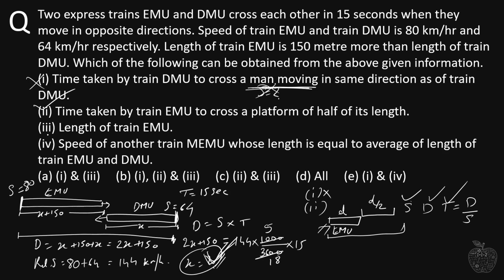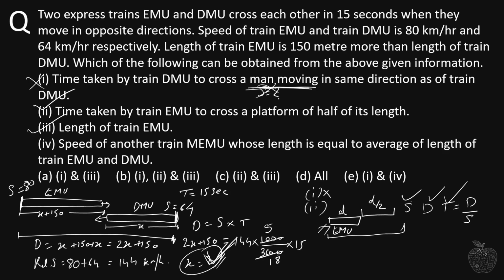Let's see point 3. Of course, the length of train EMU we can calculate, because we can calculate the value of x. We'll substitute x here and we'll get the length of train EMU. So 3 can be calculated as well. What is 4? The speed of another train MEMU whose length is equal to the average length of train EMU and DMU. So let's see if we can do that.